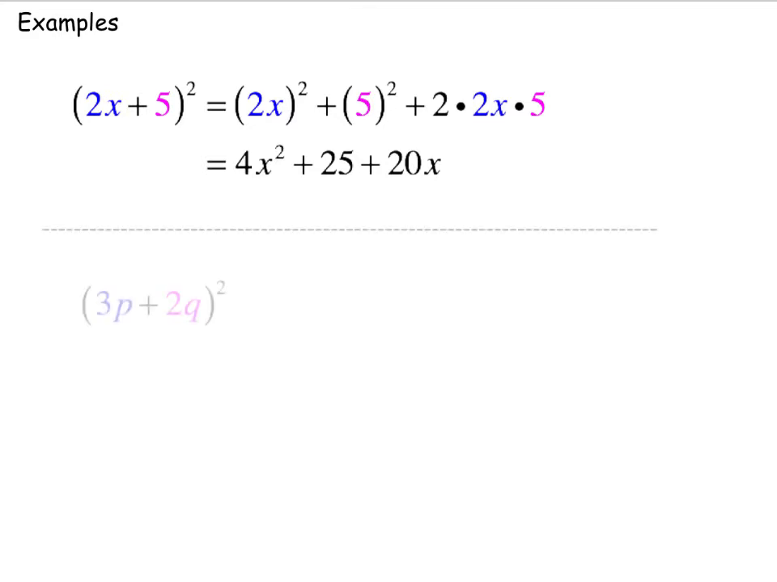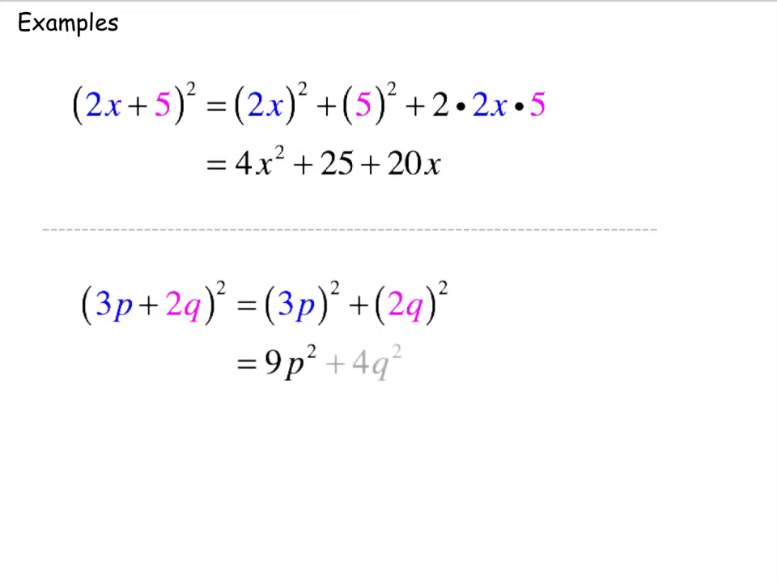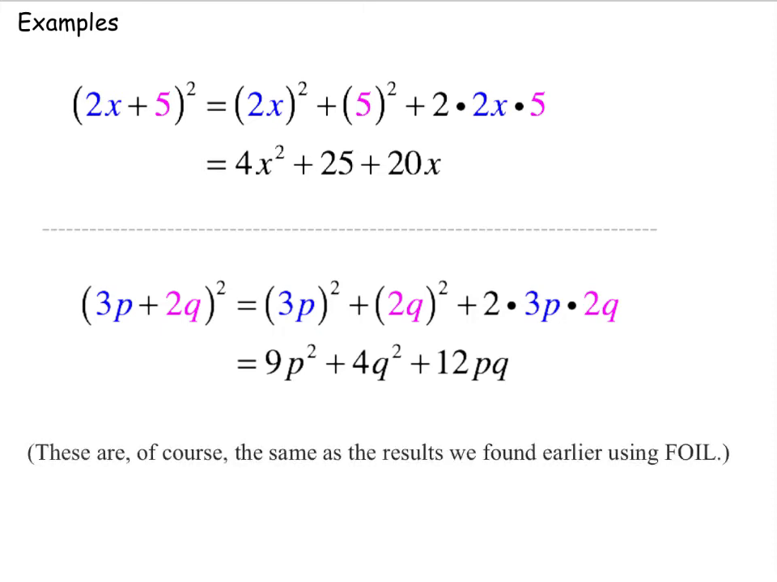Likewise, to get 3p plus 2q all squared, we take the square of 3p, that is 9p squared, and we add it to the square of 2q, that is 4q squared, and add in twice their product, or 2 times 3p times 2q, or 12pq, leading to 9p squared plus 4q squared plus 12pq. These are, of course, exactly the same results as we found earlier using FOIL. Either method works. Use whichever one appeals to you.